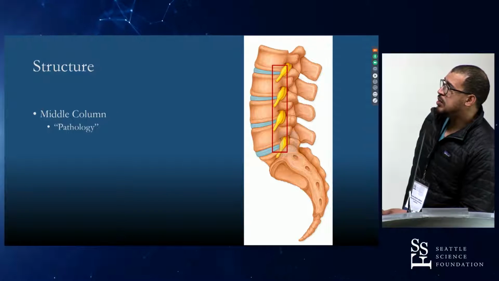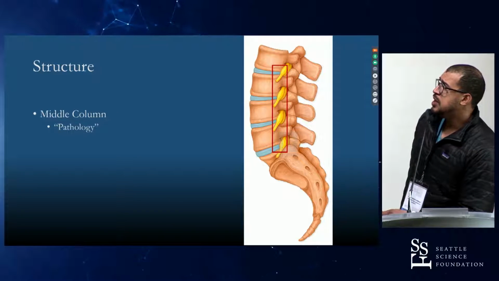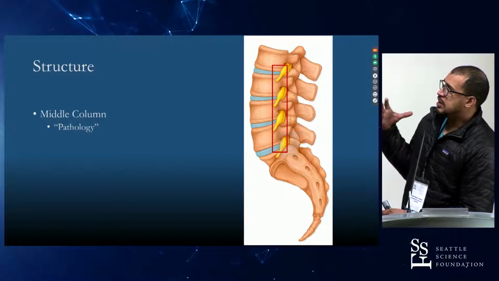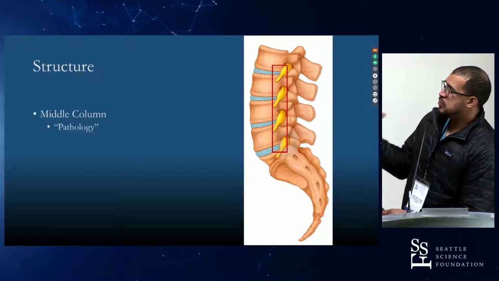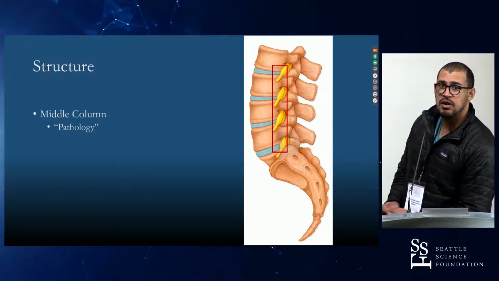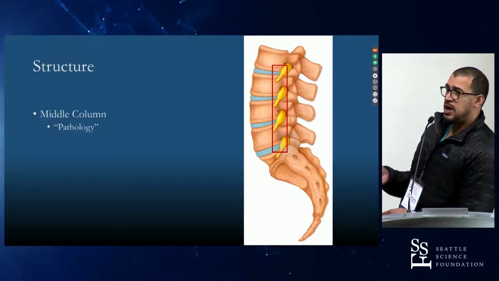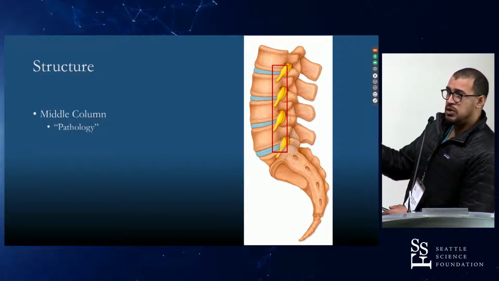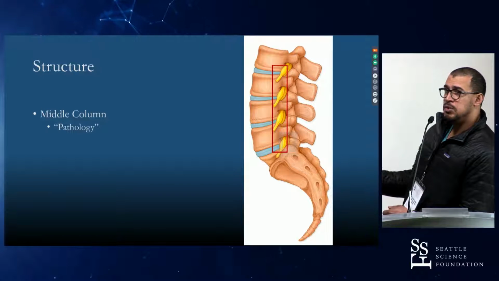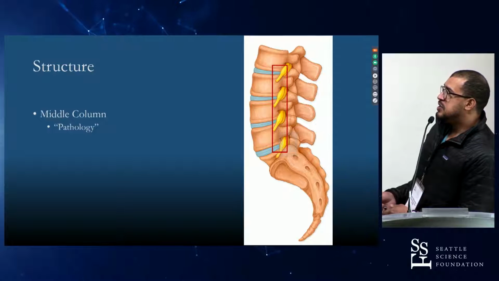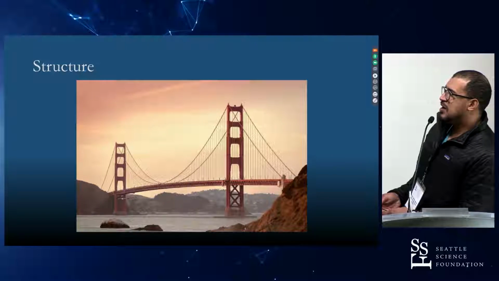And then that middle column is where the pathology is. So, anterior and posteriorly, we have the robust structures to support the spine, and then in the middle is where the dura is, where the spinal cord is. That's where our stenosis may be, whether it's foraminal or central, but the problems that bring our patients in the first place.